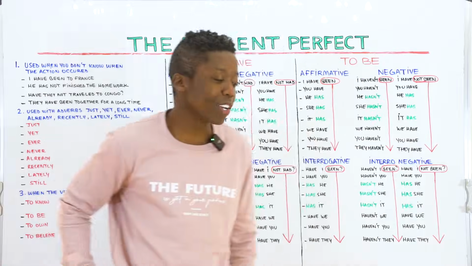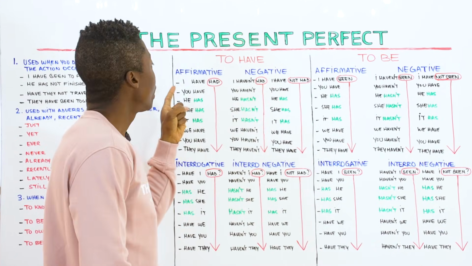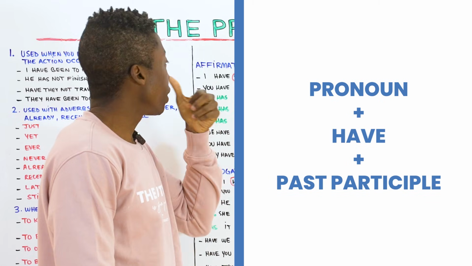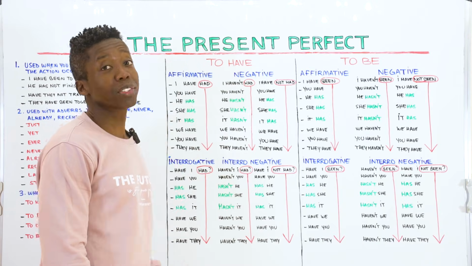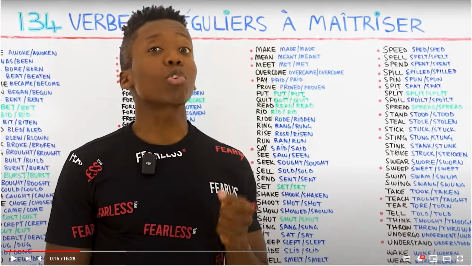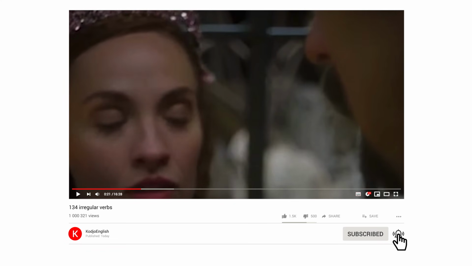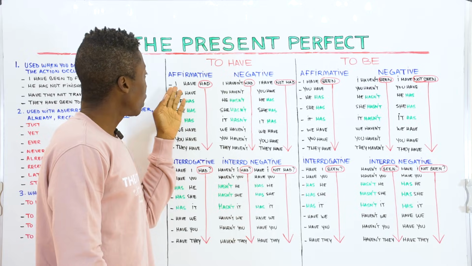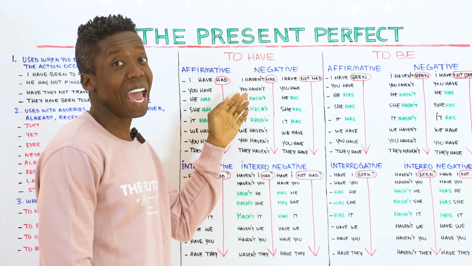Alright, so how do we conjugate the verb to have in the present perfect tense? In the affirmative form, you have the pronoun, then you have the auxiliary have, and then you have the past participle. Okay? Si vous n'avez pas encore vu ma vidéo sur les 134 verbes irréguliers, allez regarder ça juste après cette vidéo. Very, very important. Okay, so here you have the pronoun I, have, had.